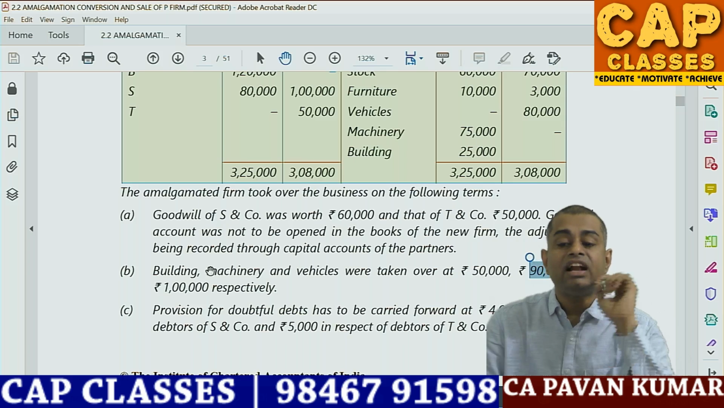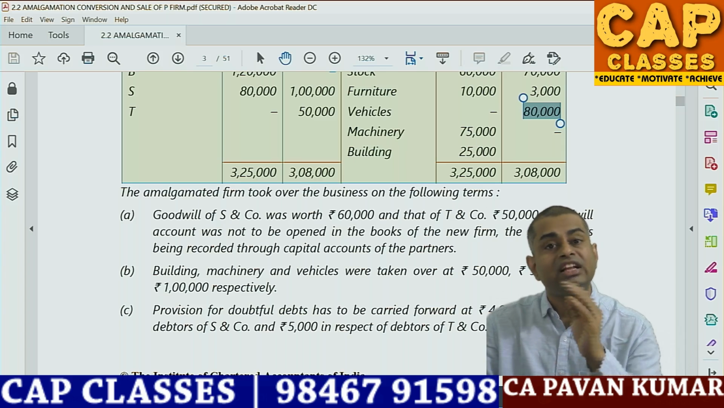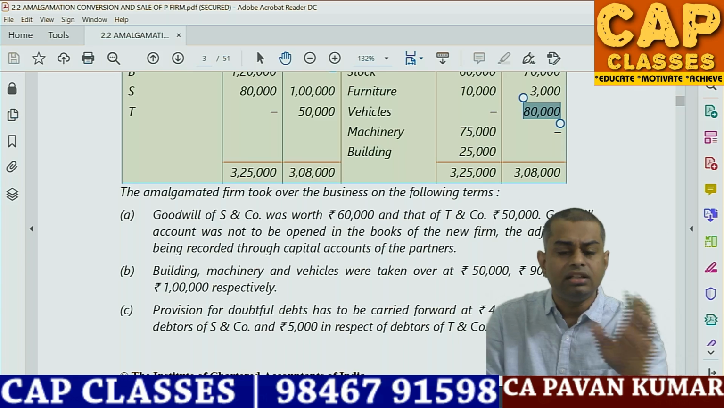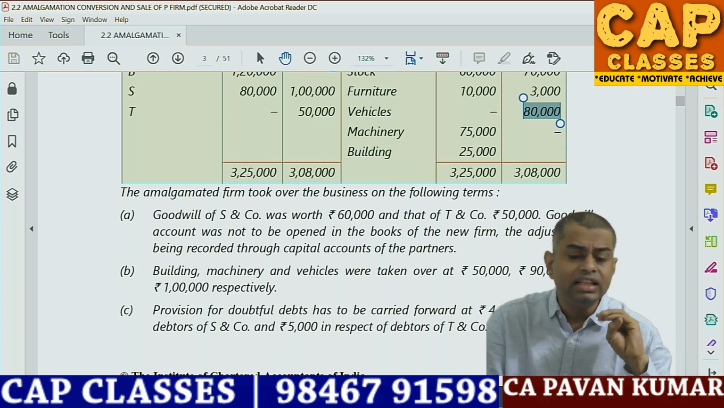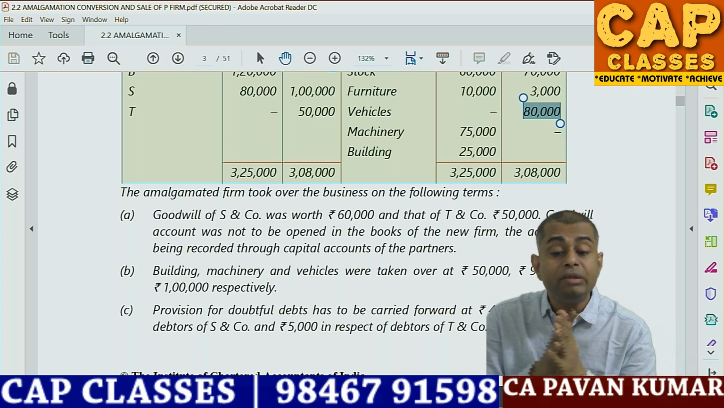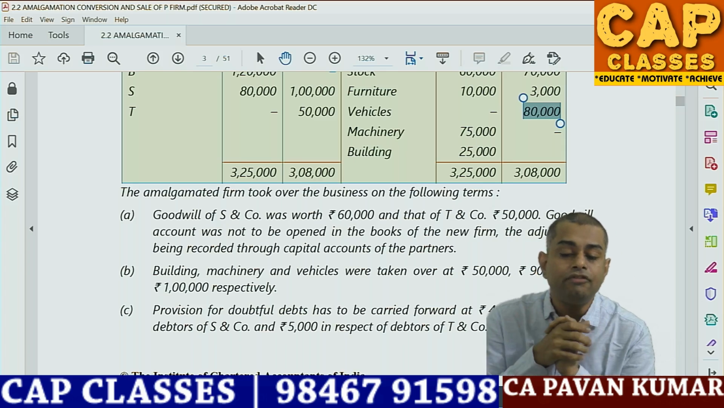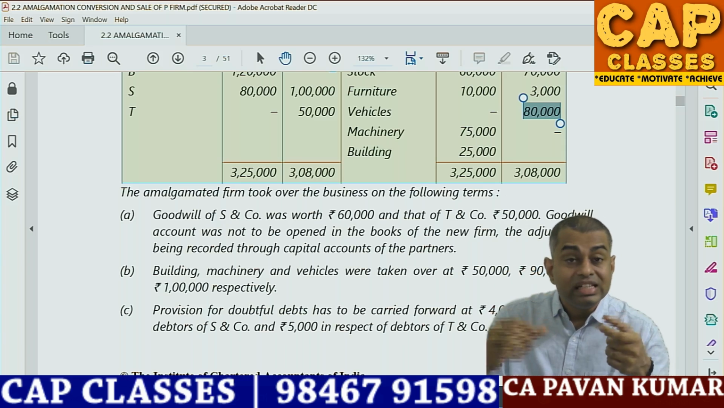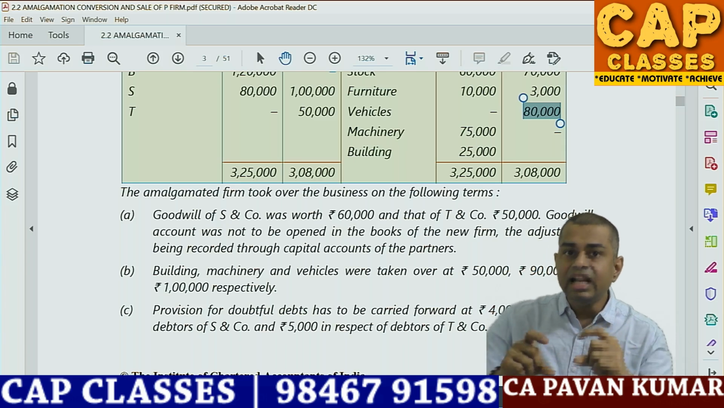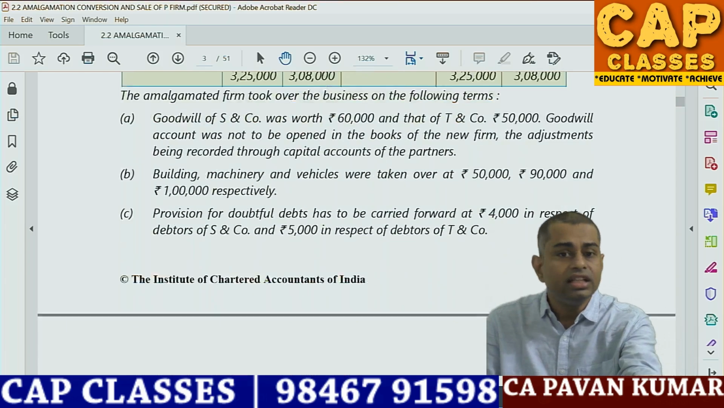And vehicle 1 lakh. The vehicle is in the second company. So 80,000 book value, 1 lakh market value. So 20,000 rupees is revaluation profit for the second company. Simple calculation. Then these revaluation profits and losses also are to be distributed to partners only. Then the third one, provision for bad debts to be carried forward at 4,000 in respect of S&T company, 5,000 in respect of T&D company. So what we do, we calculate revaluation profit, subtract provision for bad debts, net revaluation profit, that is realization profit also, that will be distributed to partners in their profit sharing ratio.